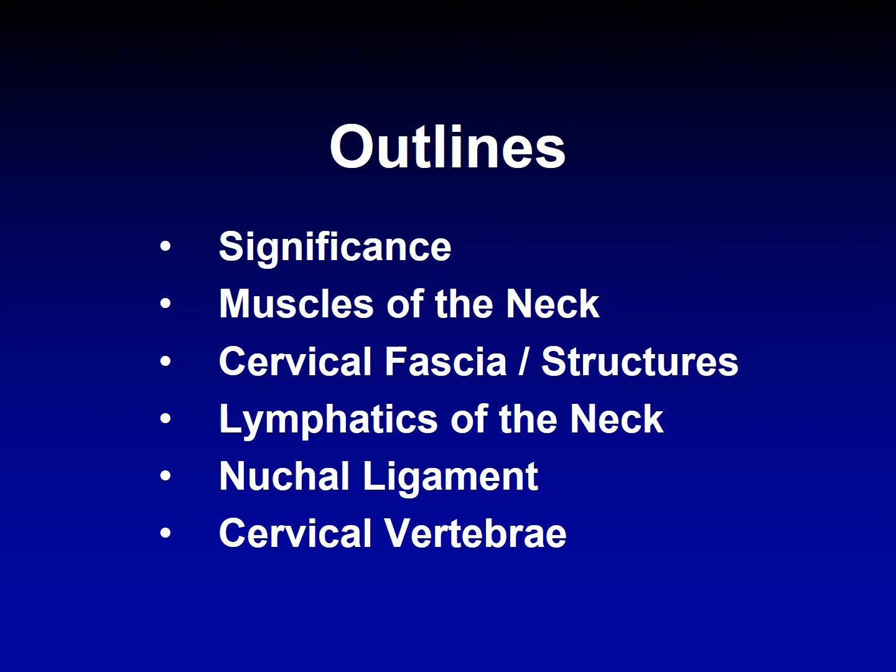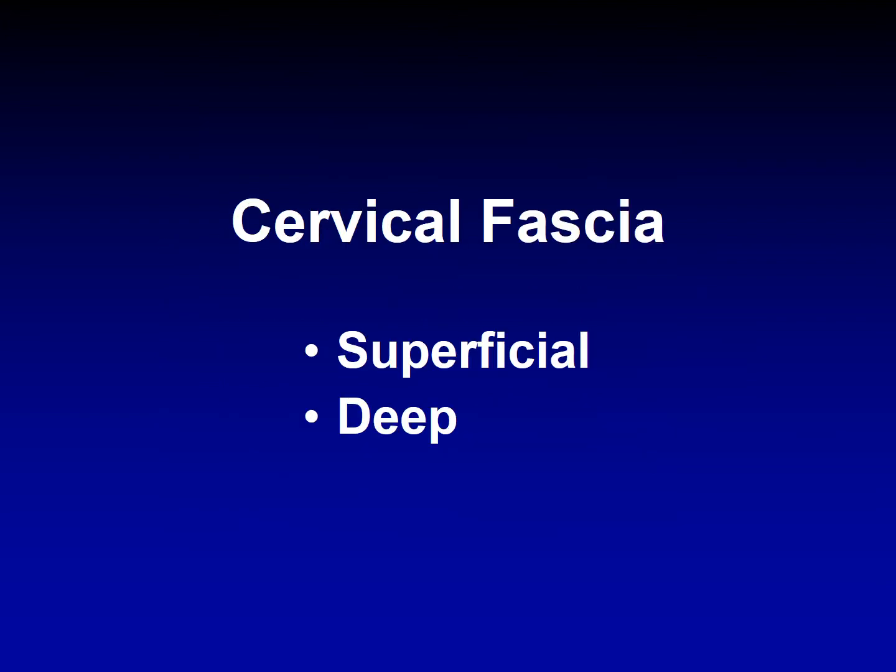And then I finished last time by starting to talk about the cervical fascia. And I mentioned that we have two types of fascia, superficial and deep, and we started talking about them, and I said we're going to continue in this lecture. So we will go ahead and start with the cervical fascia and their structures. So we have two types of cervical fascia. We have superficial fascia and we have deep.